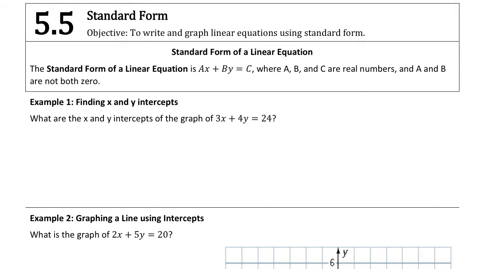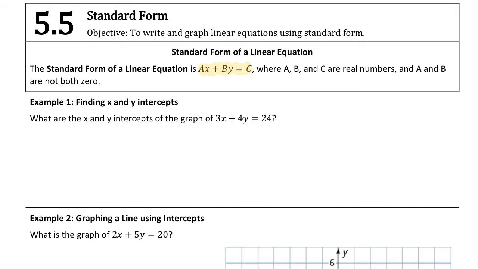So standard form is the form of a linear equation where the variables for x and y are on the same side of the equation, and there is a constant on the other side. So a, b, and c are real numbers. A and b both are not 0. So a number times x plus a number times y equals a constant.